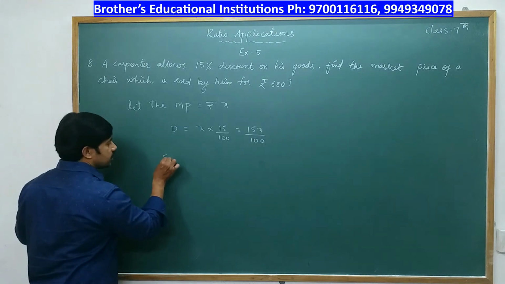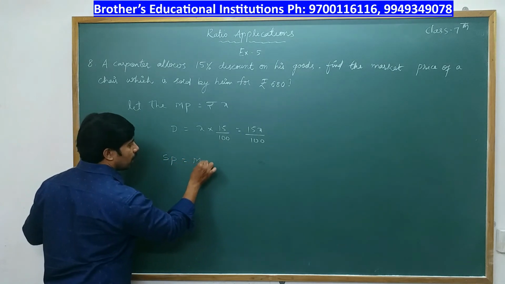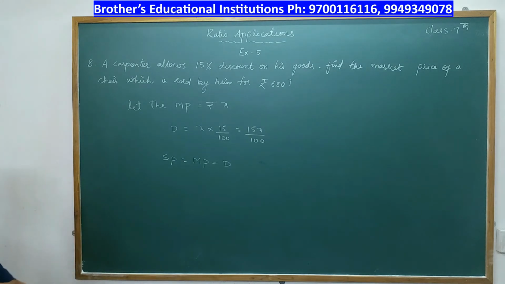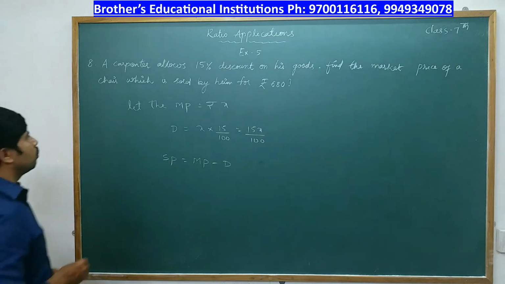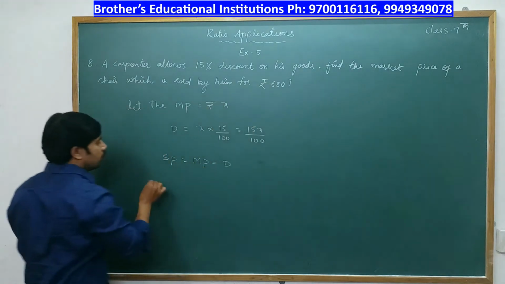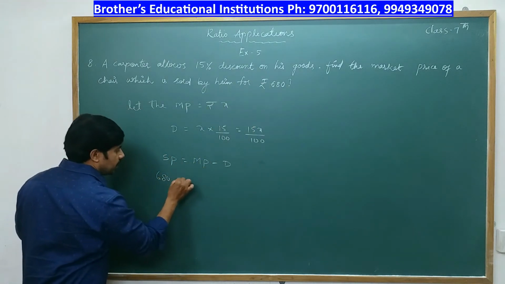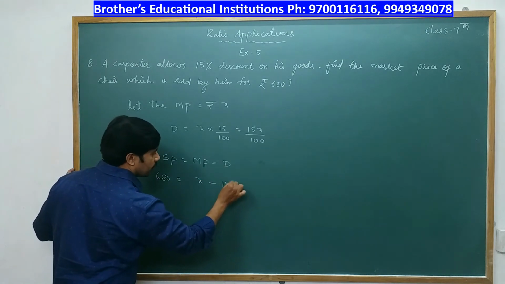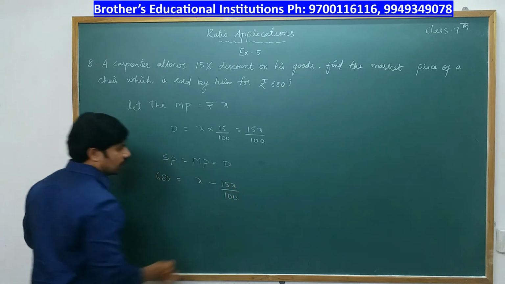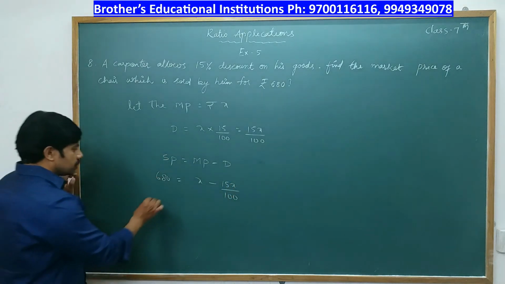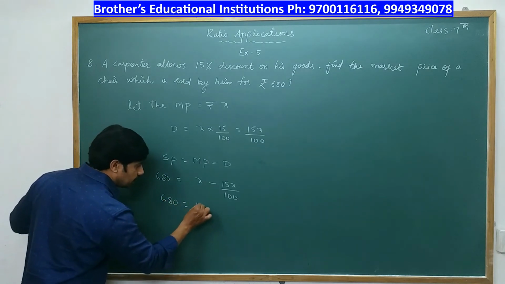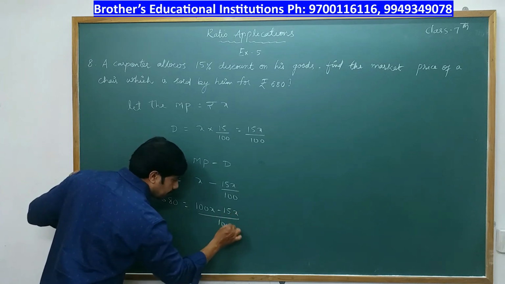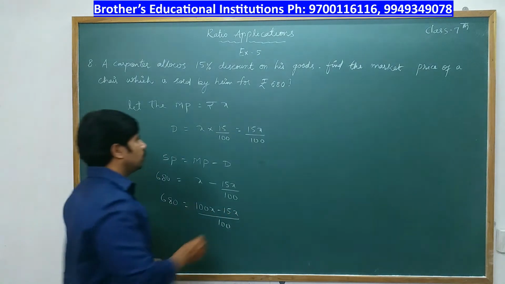So selling price is equal to marked price minus discount. So what is the selling price we have in this problem? Selling price is given as 680. Sold means selling price. So write 680 is equal to marked price X minus 15x by 100, the discount, right? Now I'll take LCM here. So 680 is equal to 100x minus 15x by 100. So now we'll simplify this.